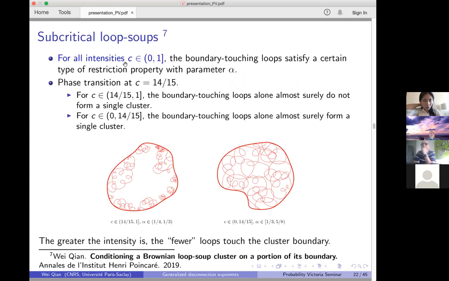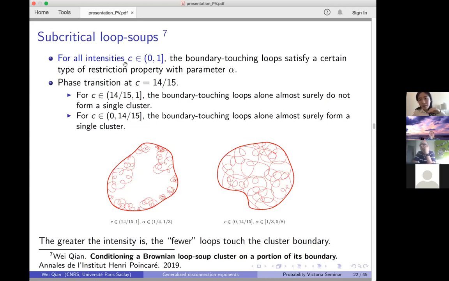We show that for all intensities C between 0 and 1, the boundary touching loops satisfy a certain type of restriction property with parameter alpha. And this in particular implies the following results: you have another phase transition at C equal to 14/15. On the left, for intensity C between 14/15 and 1, the boundary touching loops alone almost surely do not form a single cluster. Of course, they originally come from a single cluster.